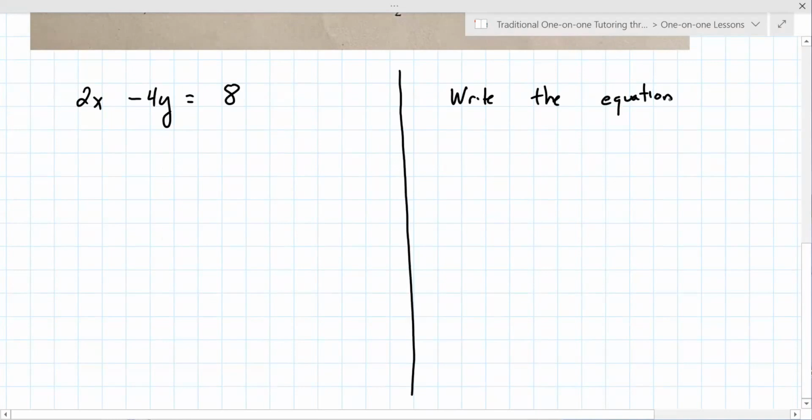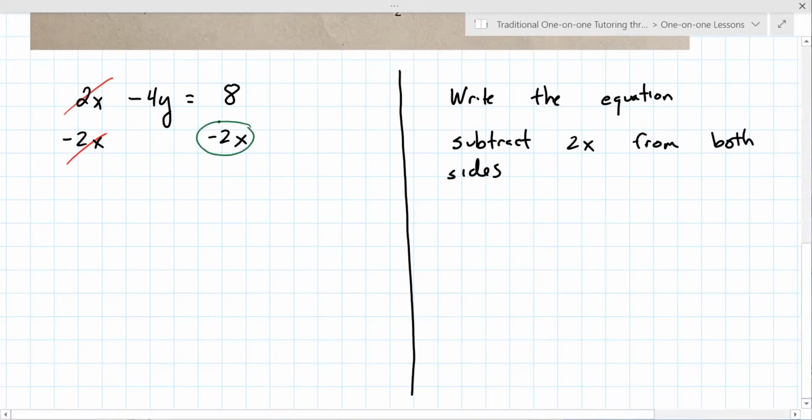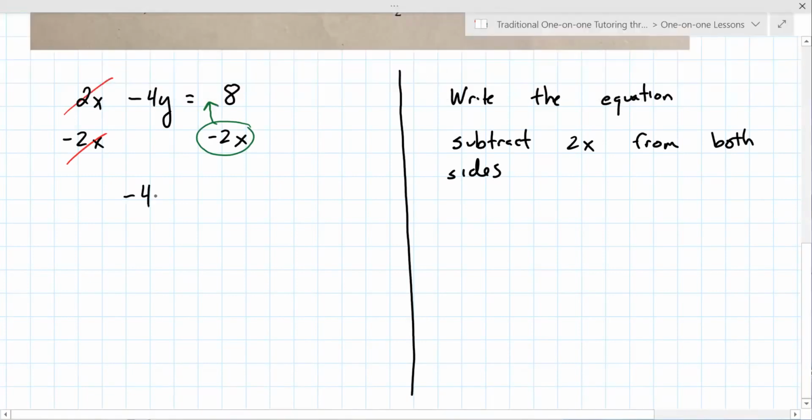Okay. Now our goal is to solve for y. So the first thing we're going to do is subtract 2x from both sides of the equation. So what does that become when you subtract 2x from both sides of the equation? Well, on the left here, these cancel. As I mentioned before, this minus 2x really goes right in here now. So we have minus 4y equals negative 2x plus 8.